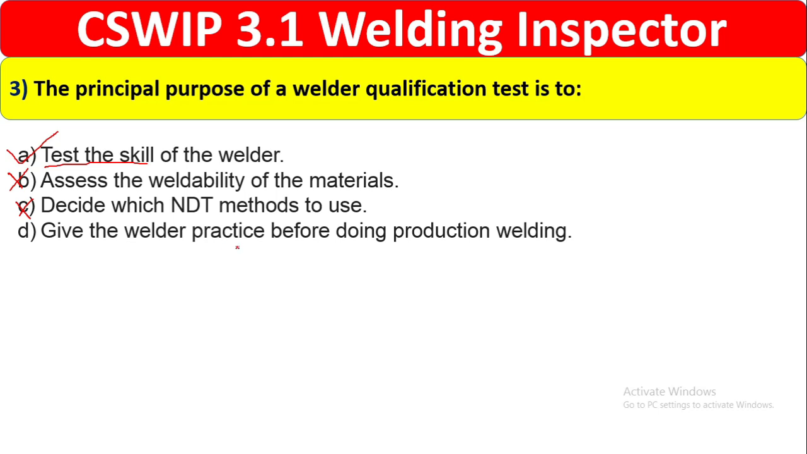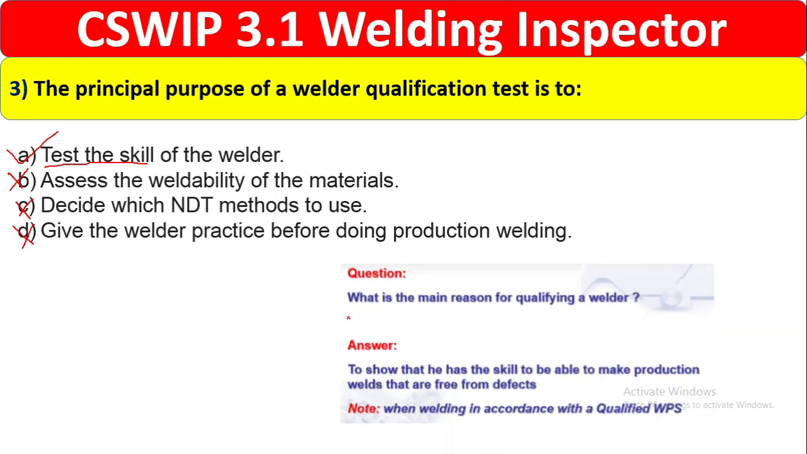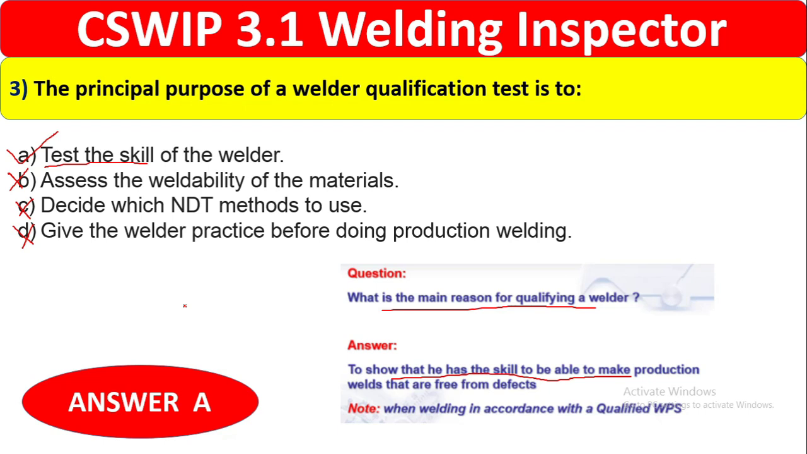Give the welder practice before doing production welding? No, we are not giving any practice to the welder before production welding. He should be approved by the inspector. That's called the welder qualification test. So he should have the skill. The answer is simple. What is the main reason for qualifying a welder? To show that he has the skill to be able to make production welds. So you understand now. The answer will be option A.